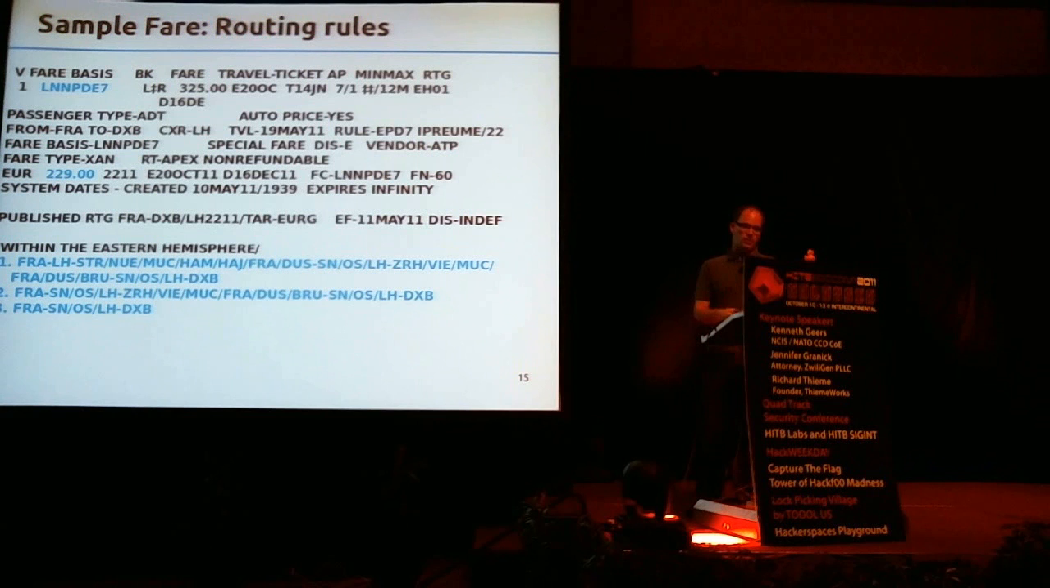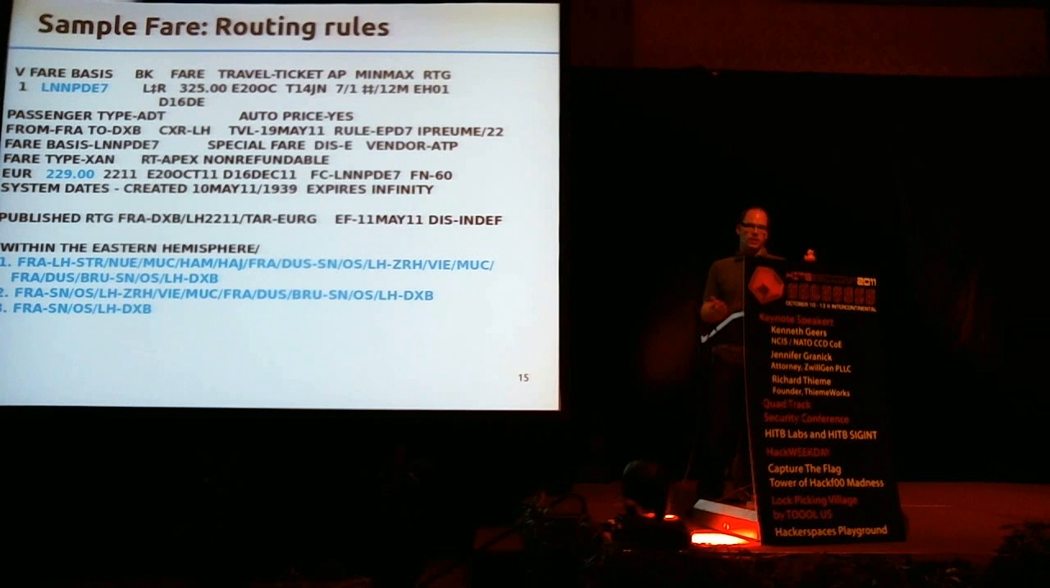it's like an adult fare, when can I fly, when can I book, and also on the bottom part, the blue stuff, it shows which routes am I allowed to fly. Do I have to fly directly? Or in this case, it's Frankfurt to Dubai, and I can connect in lots of German cities, and I can even take a second connection.